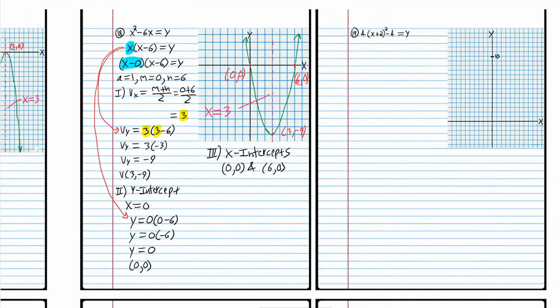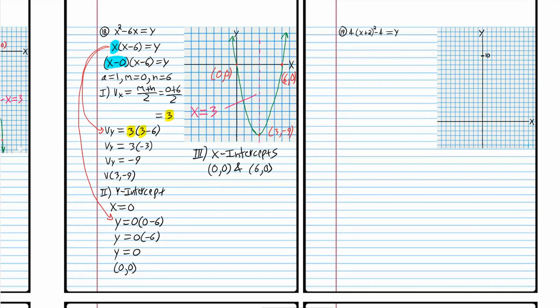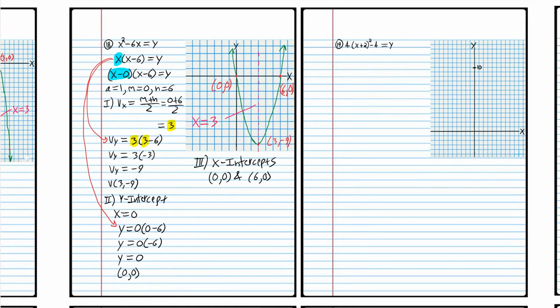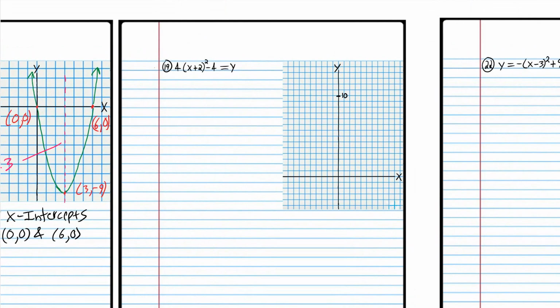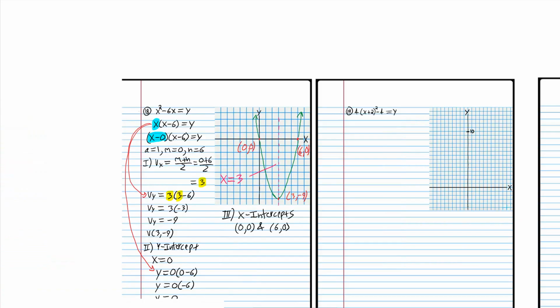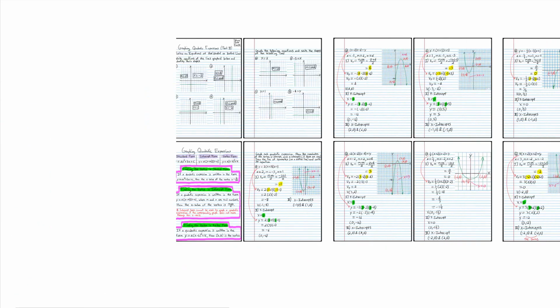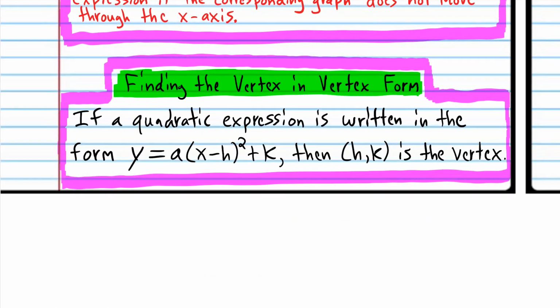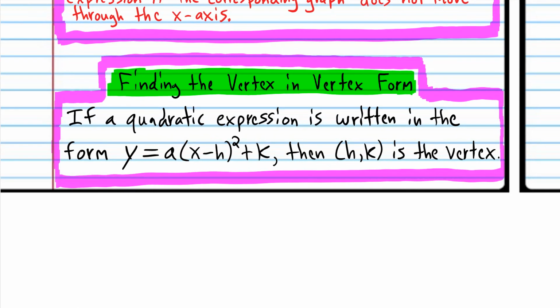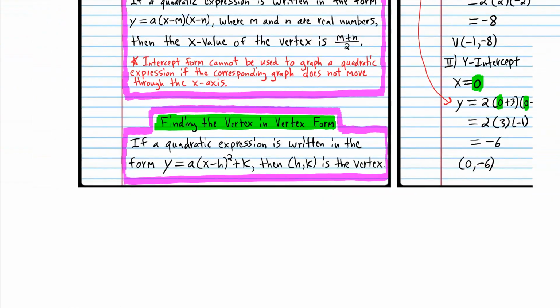So if you got those answers, good job. Now we're going to go on to vertex form. We're done with intercept form. For vertex form, again, you should have taken a screenshot of all these, but vertex form is going to be this form down here, and this is the x value of the vertex, this is the y value of the vertex. So that's very useful because we can see the vertex just by looking at the equation.